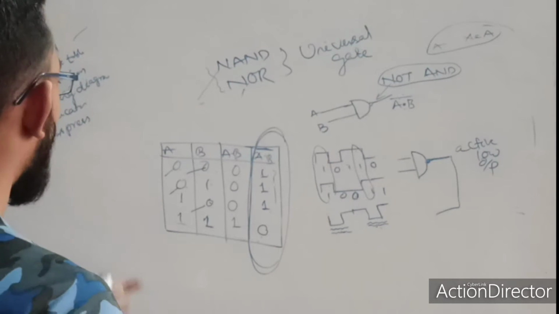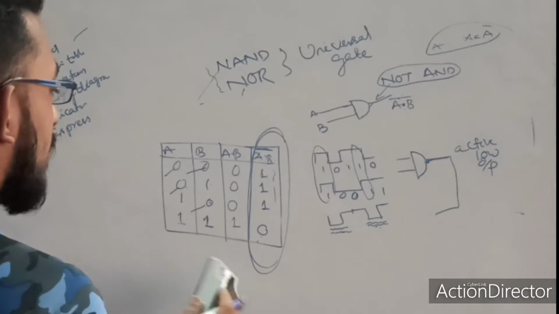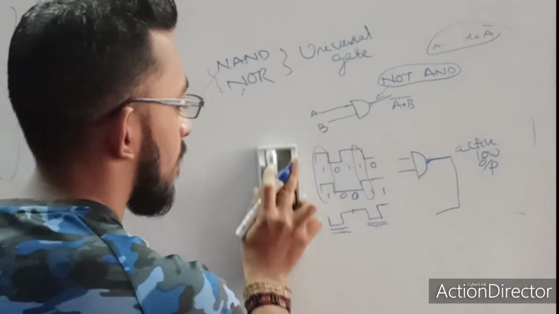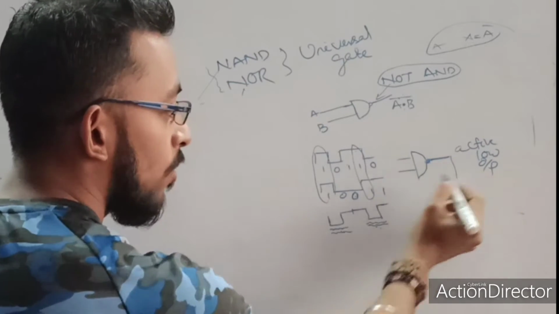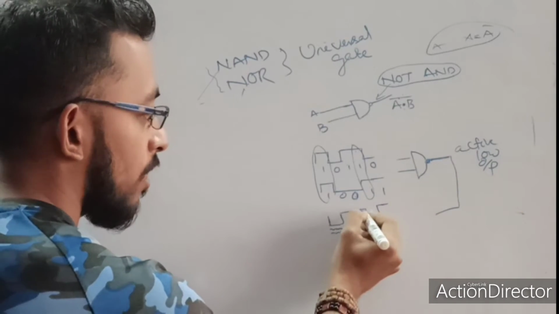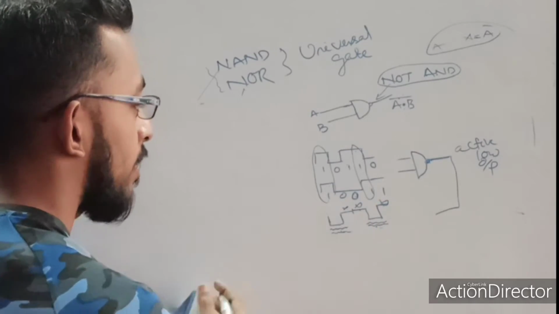Let's take one example to understand one application of this NAND gate. Is this clear or not? Since the bubble is there, I am taking the active low values of the output. I am taking active low, not high values.